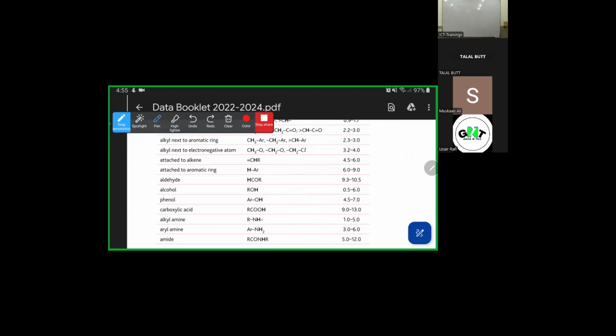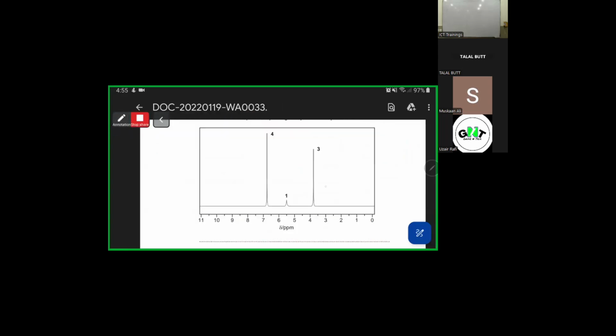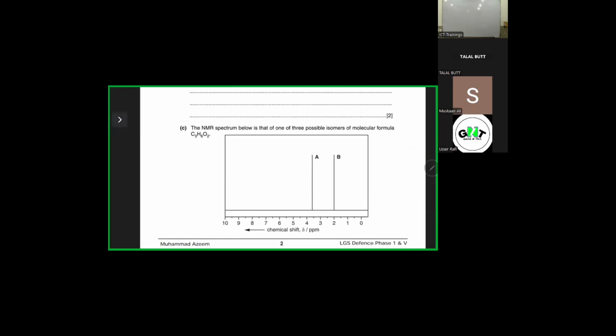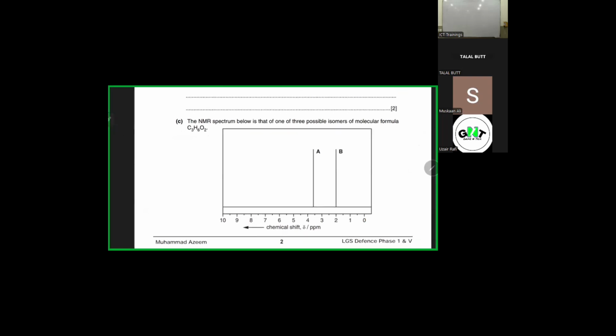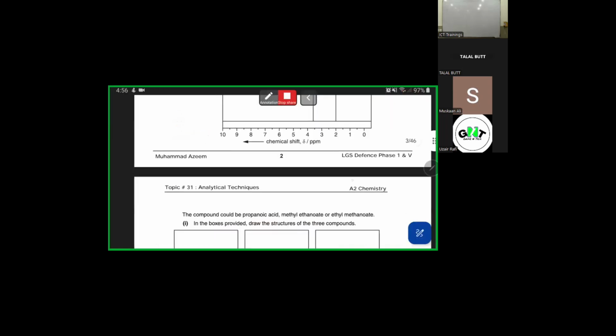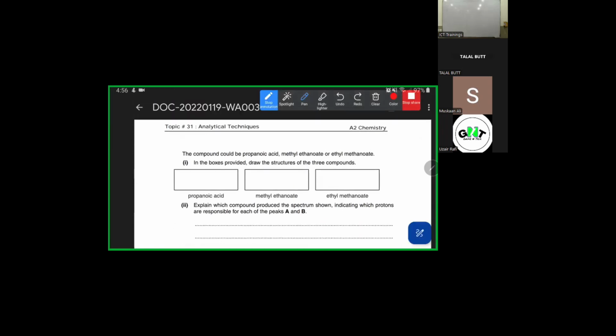Okay, guys, now we are going to move towards the next question. Let's start with some more questions. If you look up here, this is the question. The molecular formula he has provided is C3H6O2, and then we are going to continue the question. What is the question saying? The question is saying the compound could be propanoic acid. So propanoic acid, draw the structure of this one: CH3, CH2, C double bond O and OH.